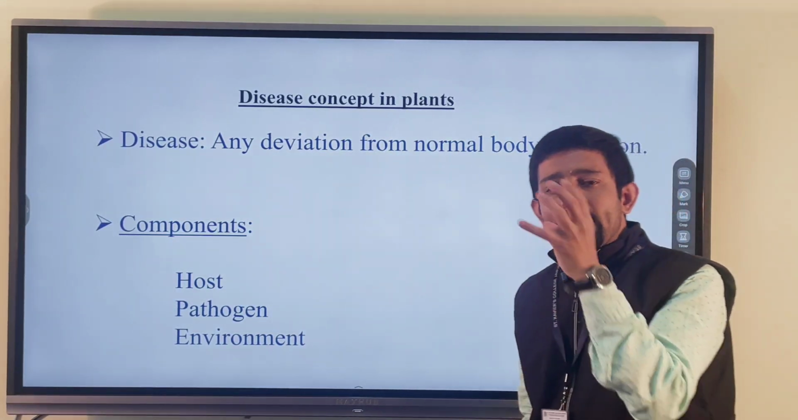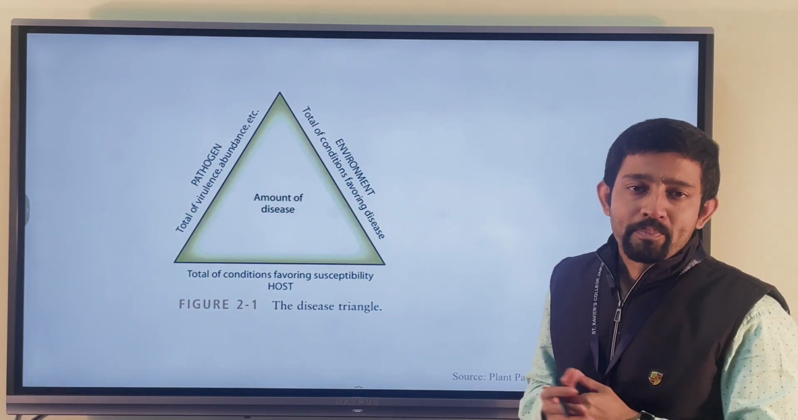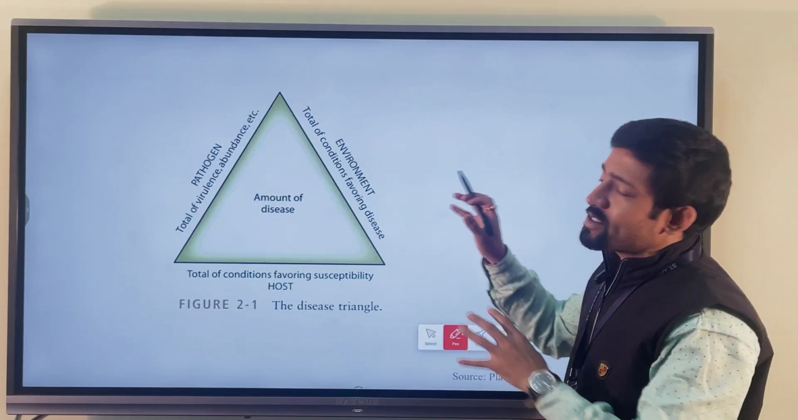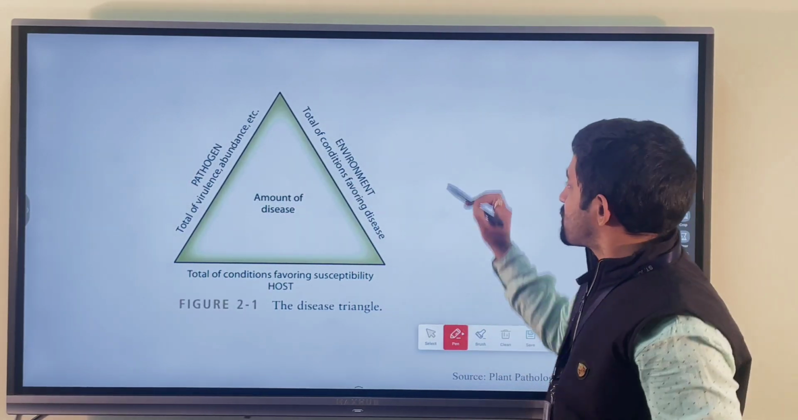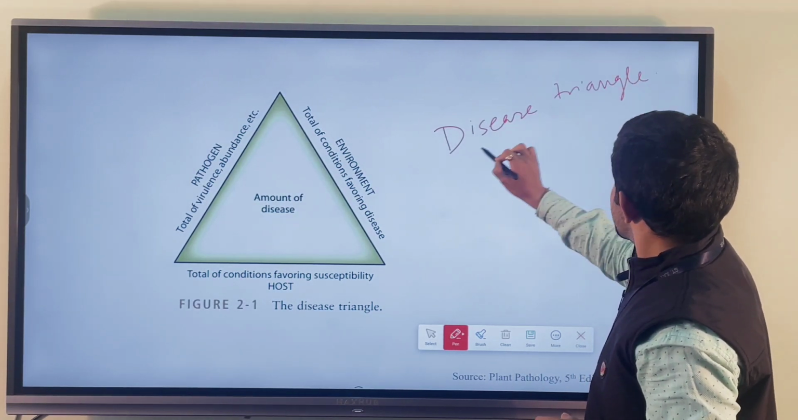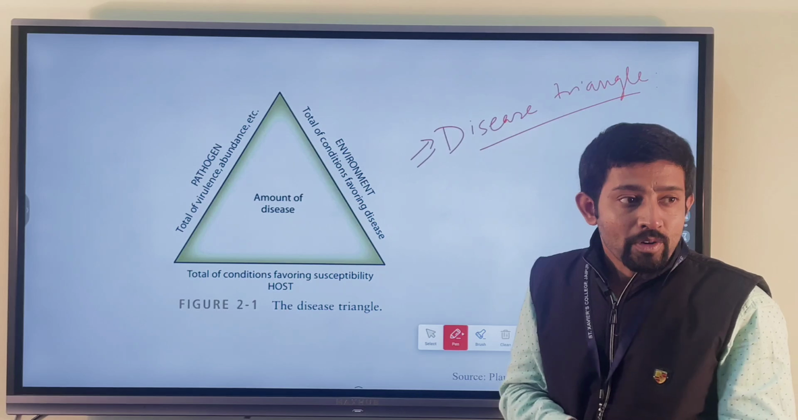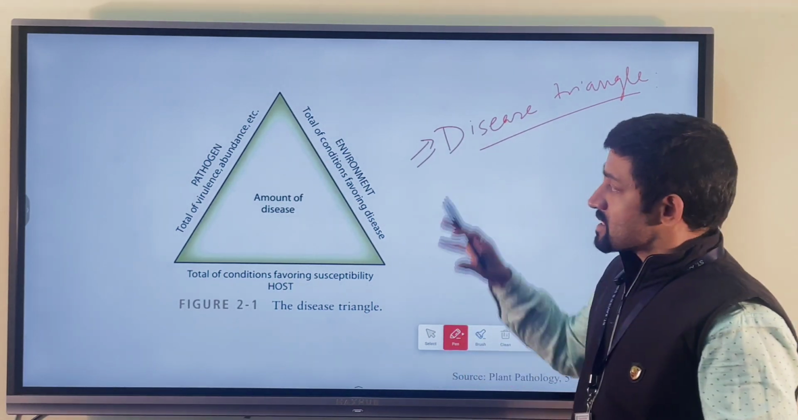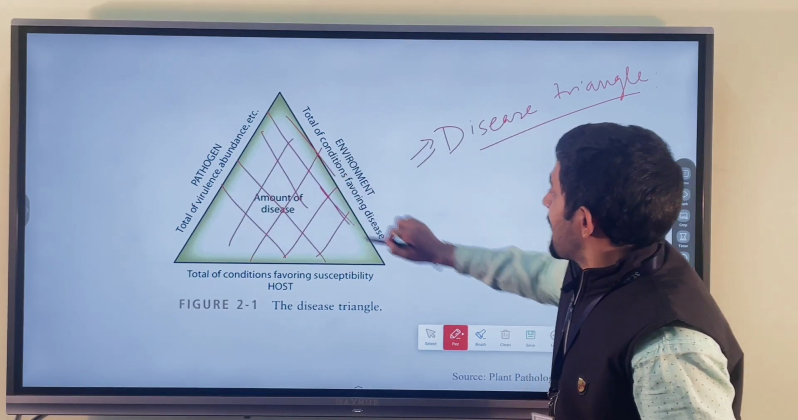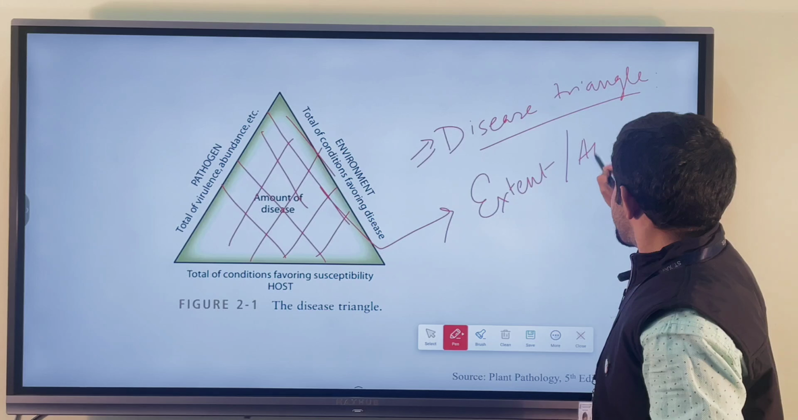Now, if we draw a geometric diagram using these three major components of a disease, it will give you a triangle, and this triangle is known as the disease triangle. Each arm of this triangle denotes one component of the particular disease, and the area of this triangle is very, very important, as this area denotes the extent or amount of disease.